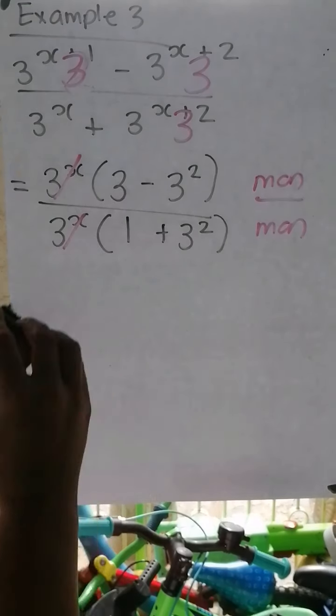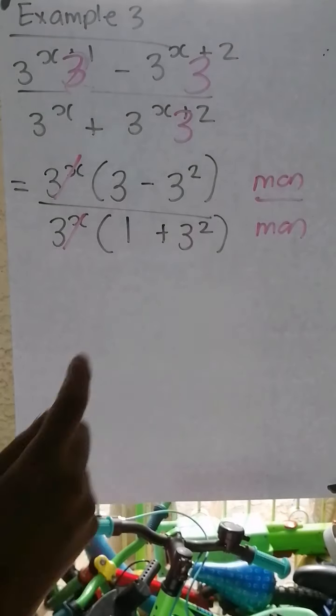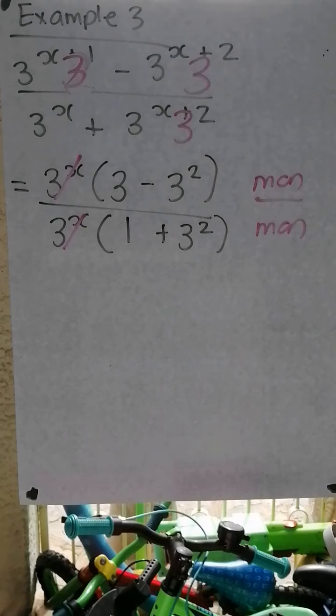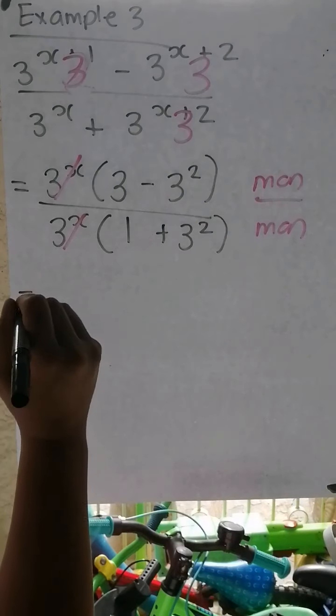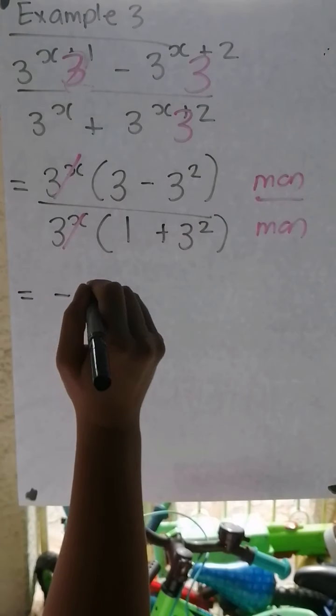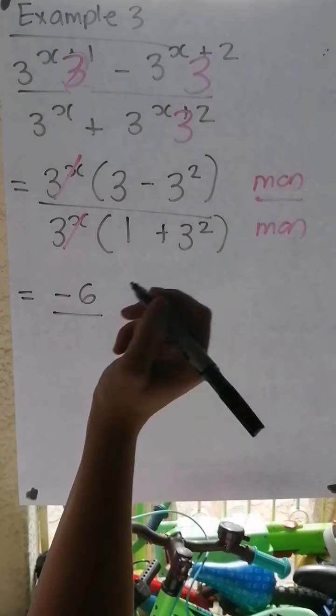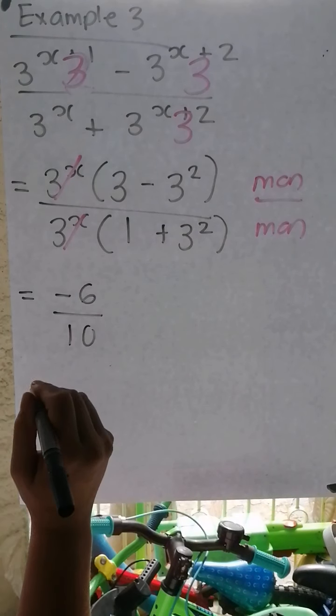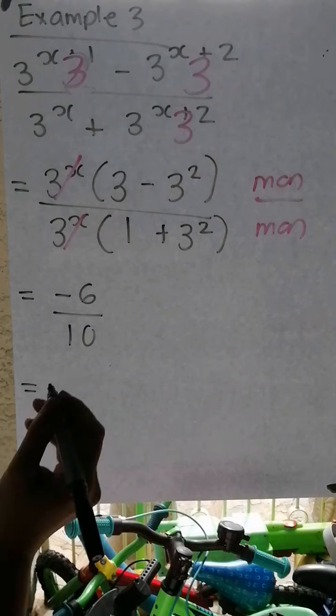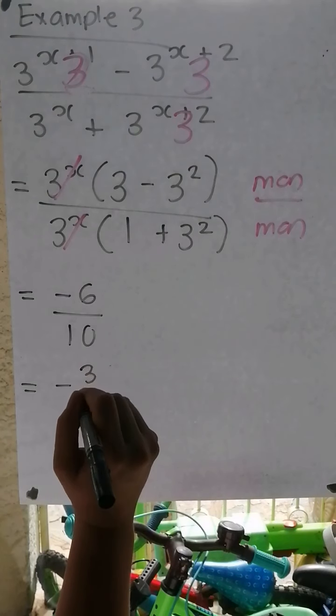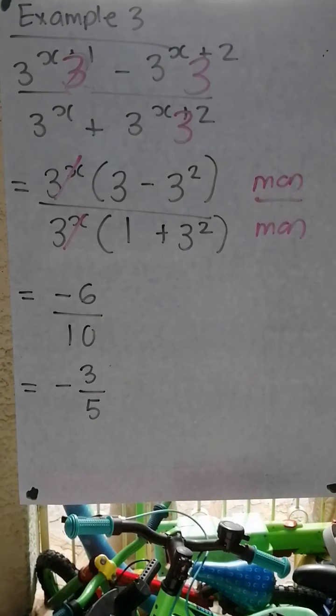I'm rather instead going to work them out. So I've got 3 minus 9, and that gives me negative 6. So here I have negative 6 divided by 1 plus 9, which is 10. Simplifying that, I get negative 3 over 5. And that is my answer. That one's actually quite an easy one.